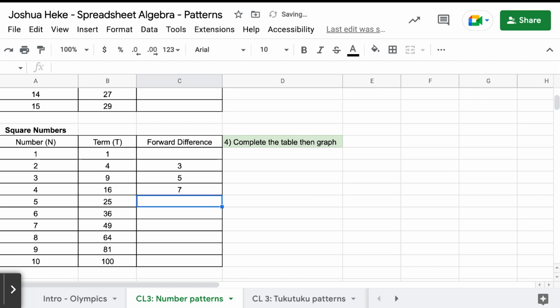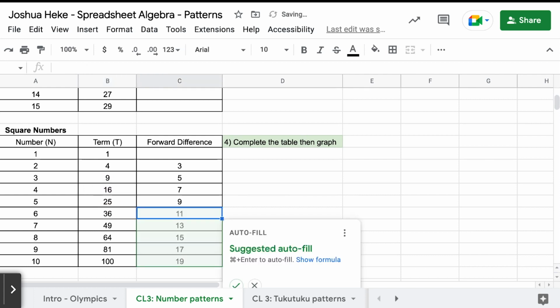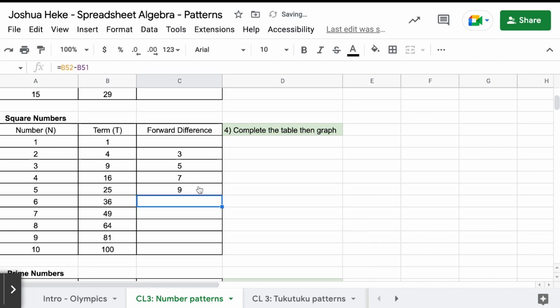Because it's a spreadsheet, we can actually use a formula. The forward difference equals that number, whatever's in that cell, minus whatever's in that cell. Now because it's a formula, the spreadsheet wants to autofill, so we'll take its suggestion. You can see that with square numbers, the forward difference is always increasing.